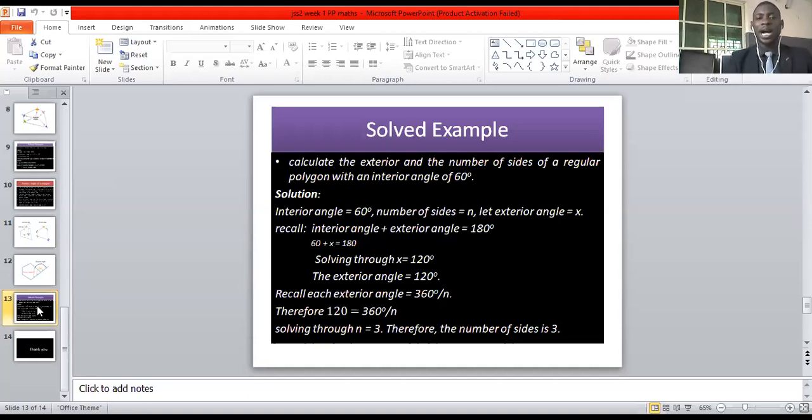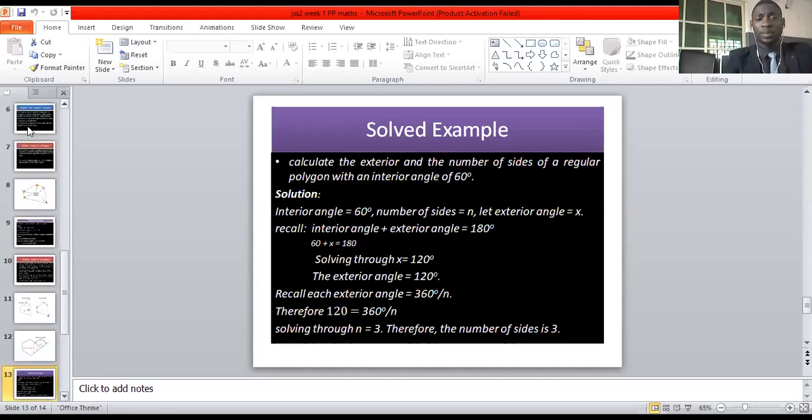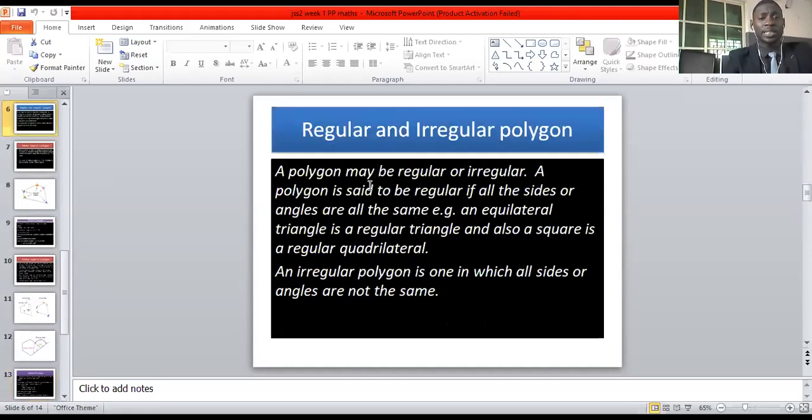So, solve example. Calculate the exterior angle and the number of sides of a regular polygon with an interior angle of 60. When you say regular polygon, all the sides are equal and all the interior angles are equal. If you remember when we explained what a regular polygon is, a polygon is said to be regular if all the sides and angles are the same. That is, they are equal.